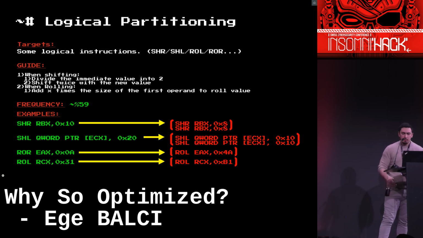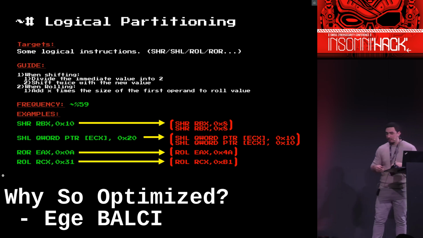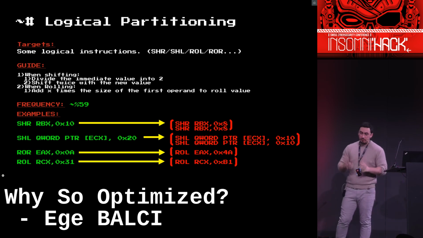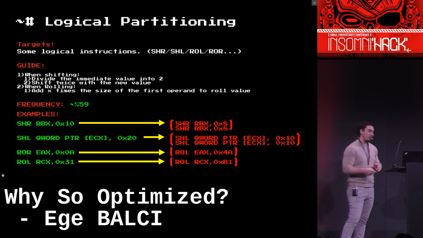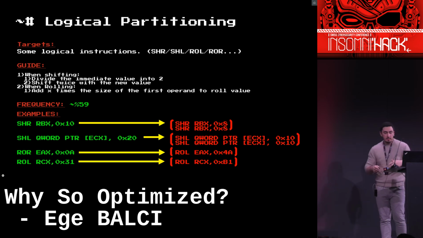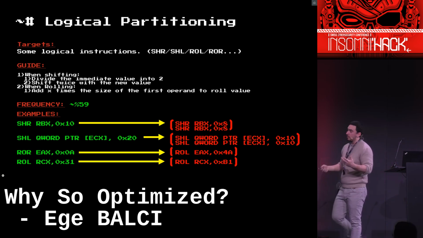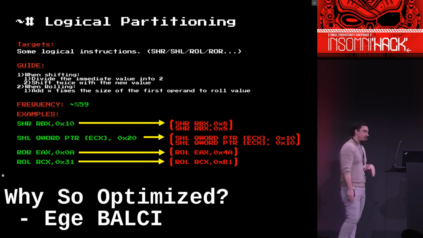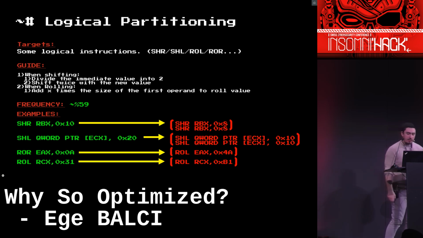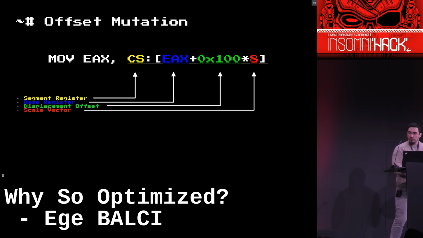If you're de-optimizing the rolls, you can add the size of the first operand to the immediate value. So if you're rolling EAX 10 times, since EAX is a 32-bit register, you can also roll it for 42 times. It will give you the exact same result. And this is again very frequent. It's 59%.